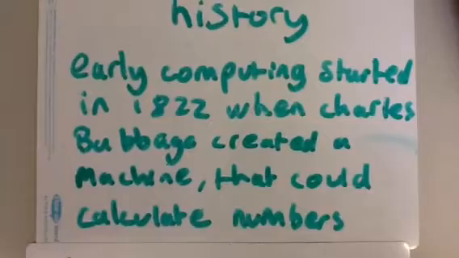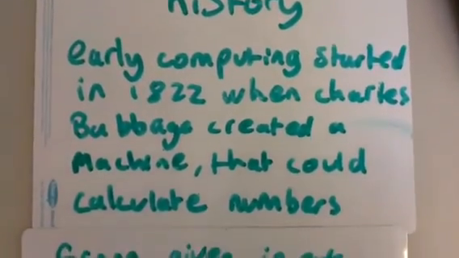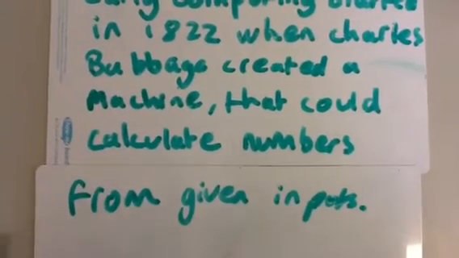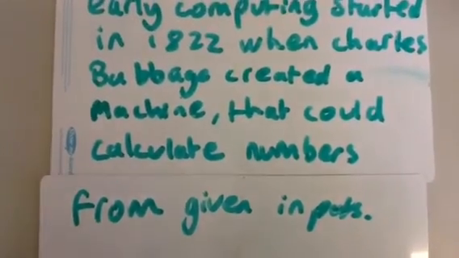Early modern computing started in 1822 when Charles Babbage created a machine. It calculated numbers from given inputs. However, he never got to complete his plans because he didn't have enough funding.